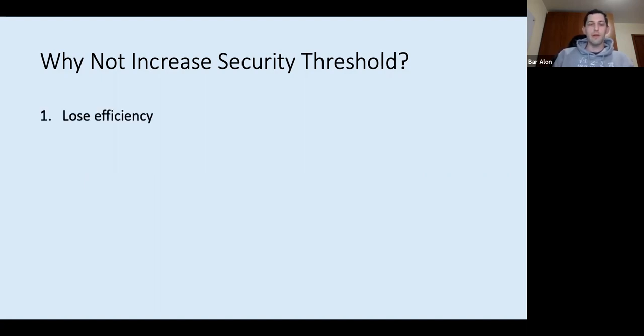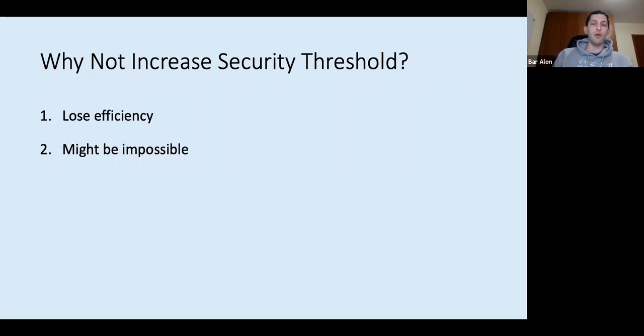So first of all, a very immediate problem with this is that it would be less efficient. We need to deal with more corruption. It will be harder to deal with. So we lose efficiency. But this also might actually be impossible, because when we increase the threshold security, when we want to deal with more corrupted parties, sometimes there are security guarantees that cannot happen if there are too many corrupted parties.